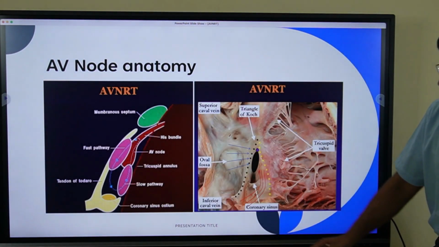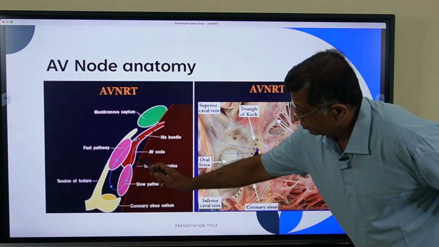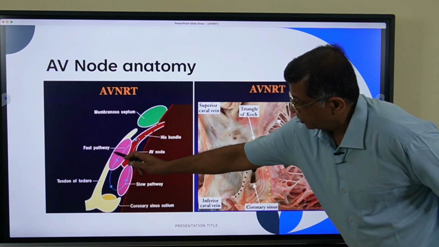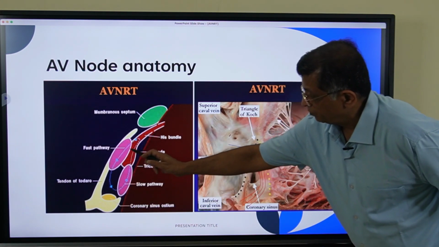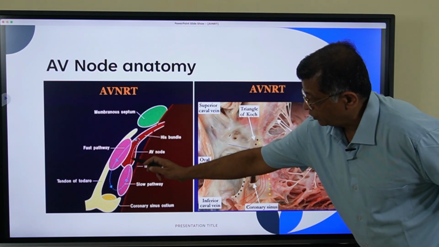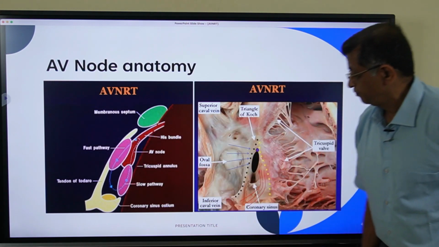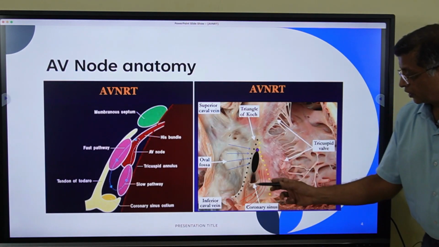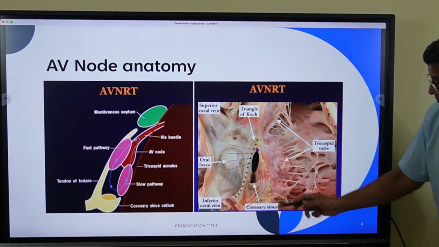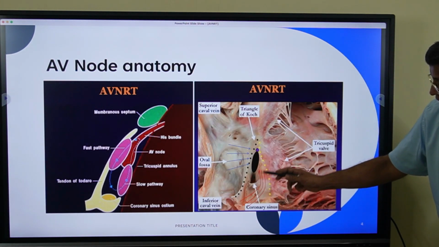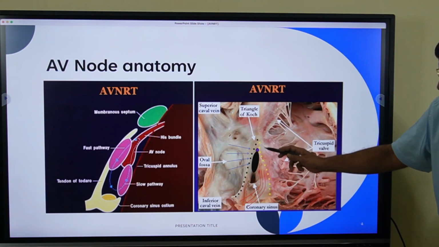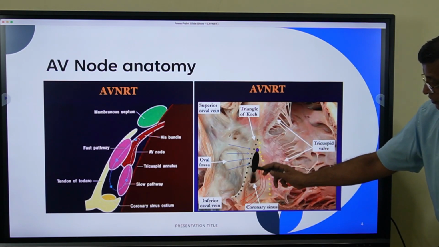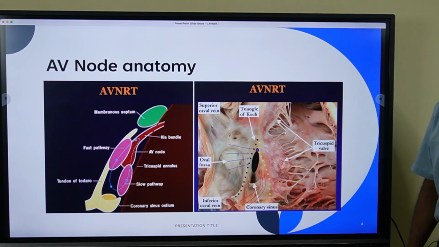Again, same repetition. This is the tricuspid opening. This is the coronary sinus and the tendon of Todaro. This is the fast pathway, this is the AV node and the slow pathway. This is how it looks in the heart. This is the coronary sinus and this is the tricuspid valve opening and this is the tendon of Todaro. This is the area of the AV node.